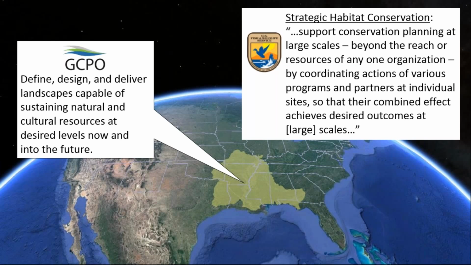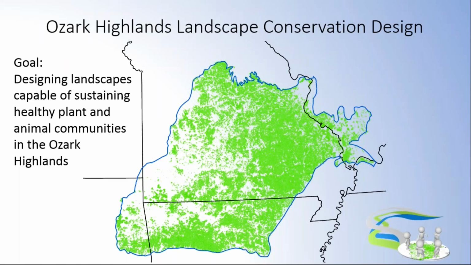Let me give you an example then for the GCPO. What I'm showing right now is the Ozark Highlands region. It's a subgeography of the Gulf Coastal Plains and Ozarks LCC. And since 2012, the GCPO has been partnering with a team of planners from this region to pilot a process for landscape conservation design. The goal of this team has been to design landscapes capable of sustaining healthy plant and animal communities in the Ozark Highlands. Now, this process that they're piloting is essentially the precursor to what most LCCs now are describing as their blueprints. But essentially, it's a landscape conservation design process.